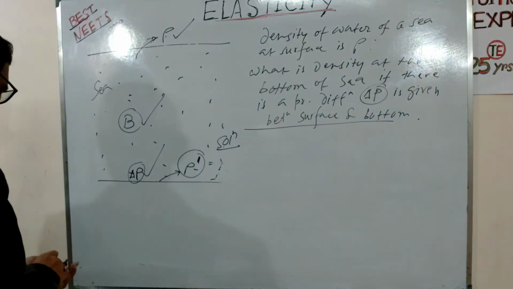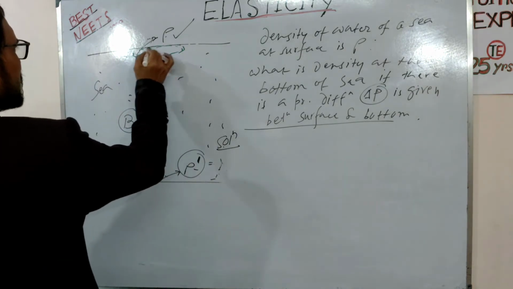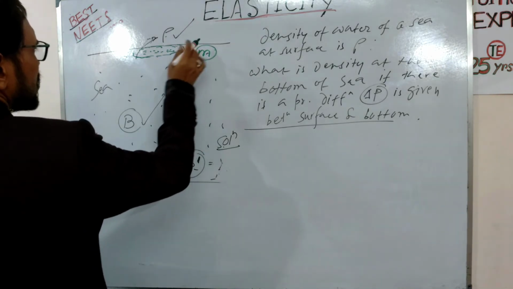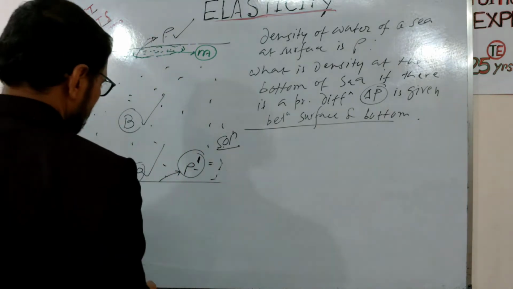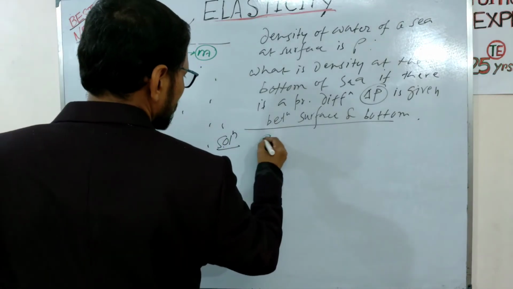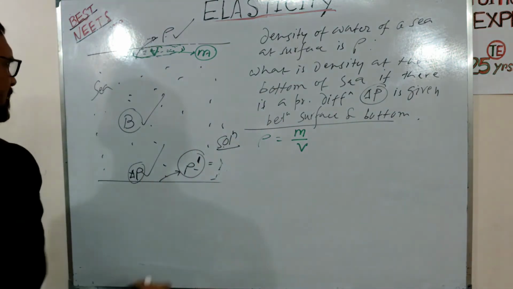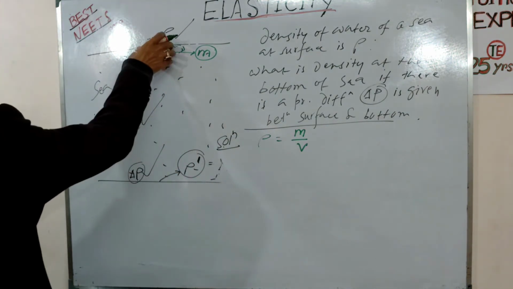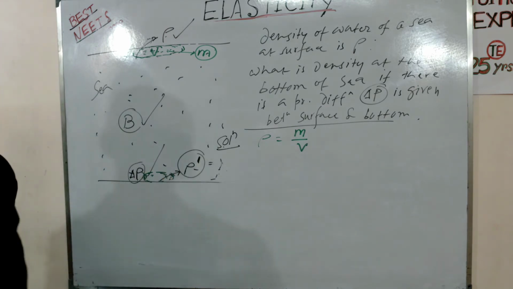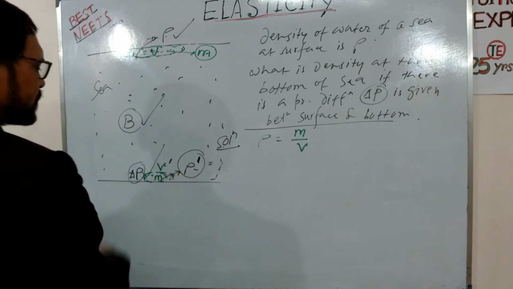To solve the problem, we take some amount of water of mass m. Now, what is the density? Rho equals mass by volume. Suppose the volume of this portion is V. Now consider this amount of water at the bottom, whose mass is the same, but the volume becomes different because the density is different.